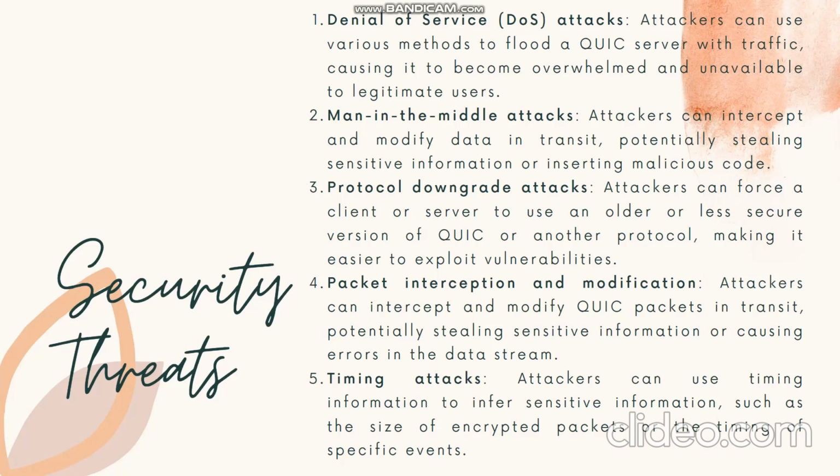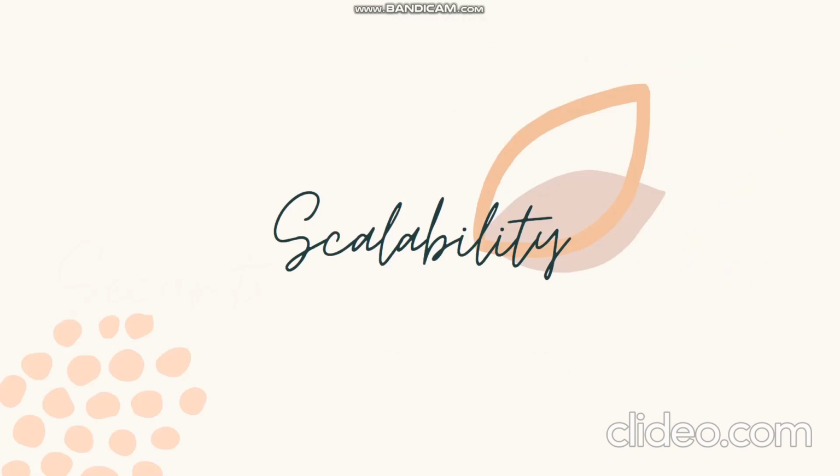Timing attacks are the last. In this, attackers can use timing information to infer sensitive information such as the size of encrypted packets or the timing of specified events. The next one, we will move on to the scalability of QUIC.